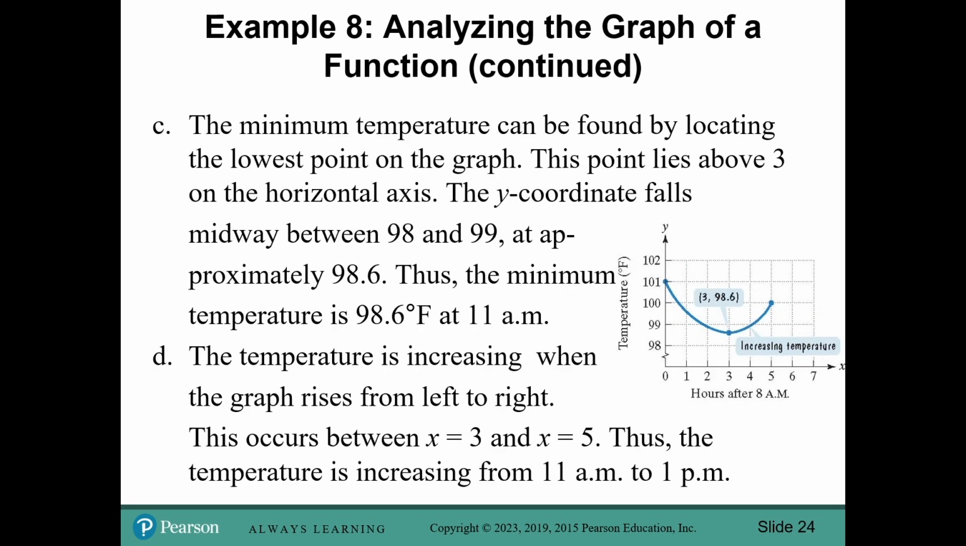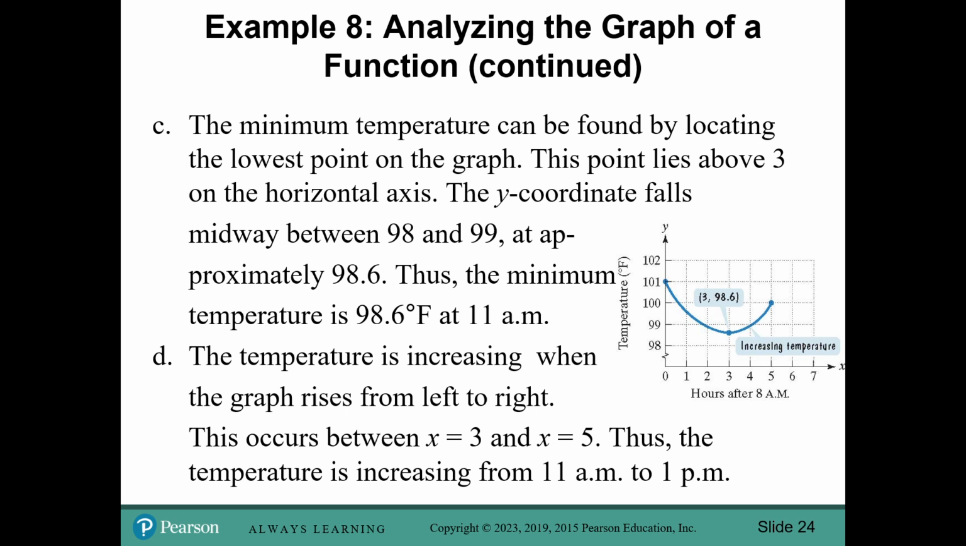and 11 a.m. The minimum temperature can be found by locating the lowest point on the graph. This point lies 3 above the horizontal axis. The y-coordinate falls midway between 98 and 99, approximately 98.6. We said 98.7. Close enough estimation there. Thus, the minimum temperature is 98.6 degrees Fahrenheit at 11 a.m. The temperature is increasing when the graph rises from left to right. This occurs between x equals 3 and x equals 5. Thus, the temperature is increasing from 11 a.m.